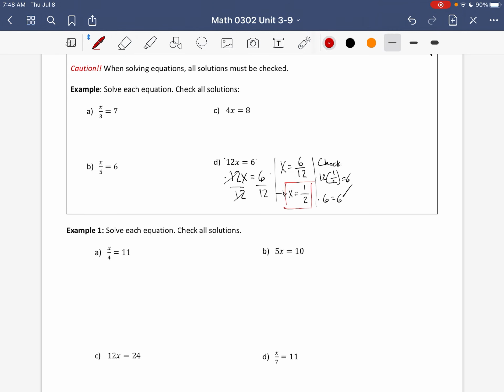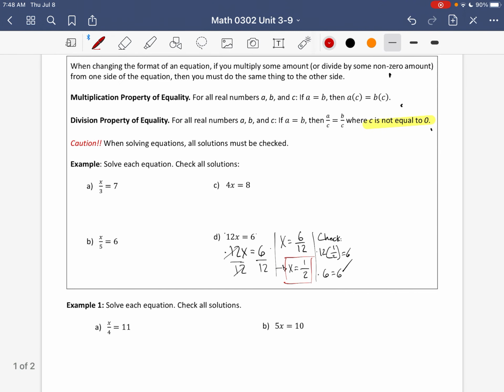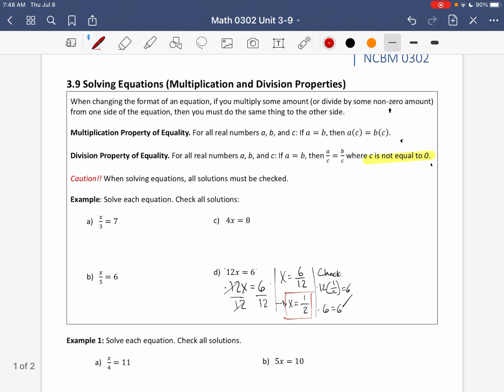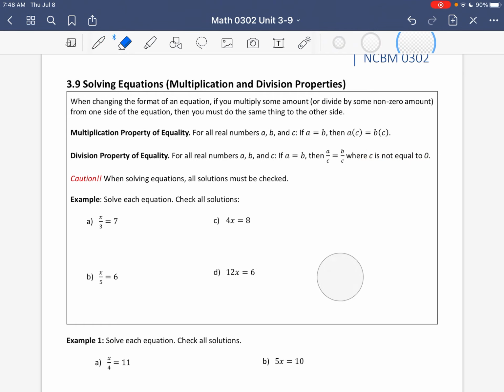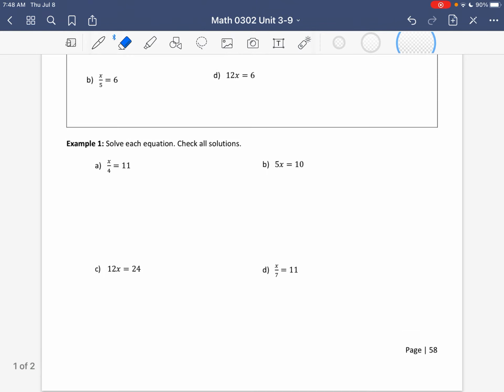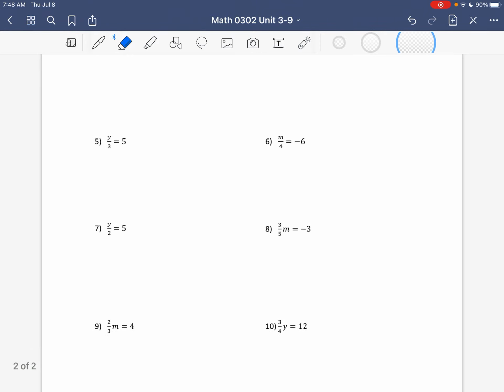And so again, we're using the multiplication property of equality and the division property of equality to solve the equations. Let me go ahead and clean everything up here. Let's see if we can do one or two more.